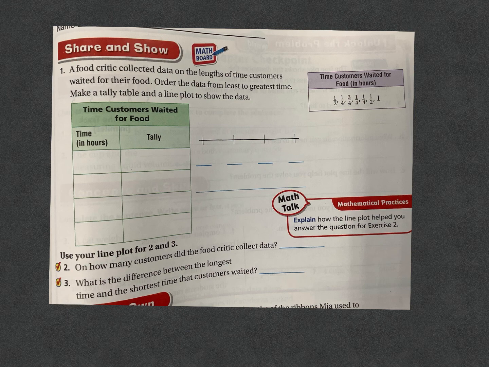Okay, let's do the share and show, and then I think you're probably ready to tackle this on your own. It's just pieces of information you already know. You're recognizing the fractions pretty easily now. We're just getting them in order and marking their frequency. A food critic collected data on the lengths of time customers waited for their food. Order the data from least to greatest time. Make a tally table and a line plot to show the data.